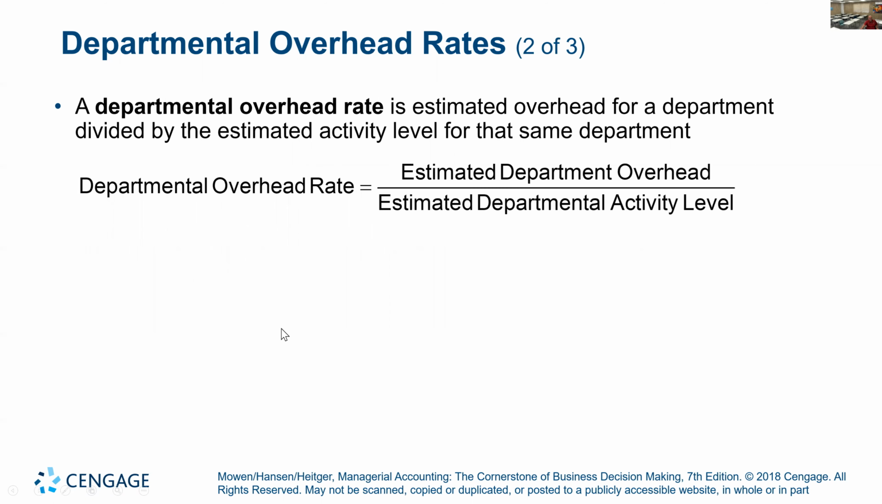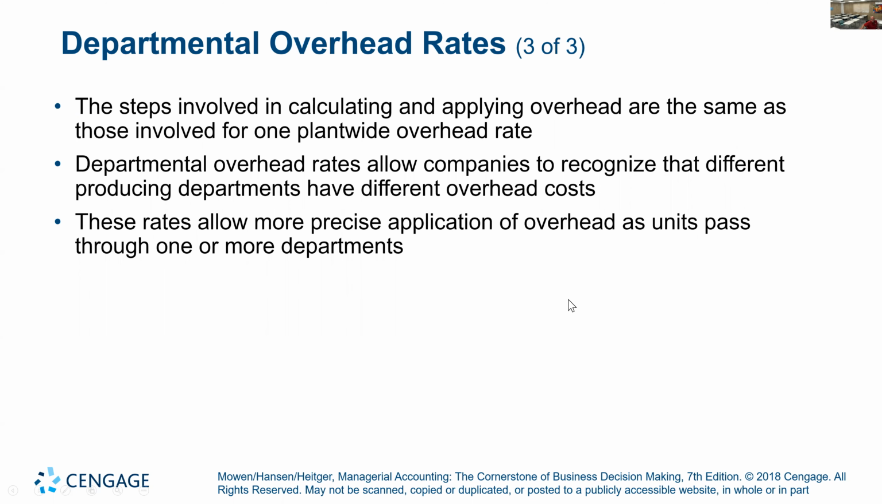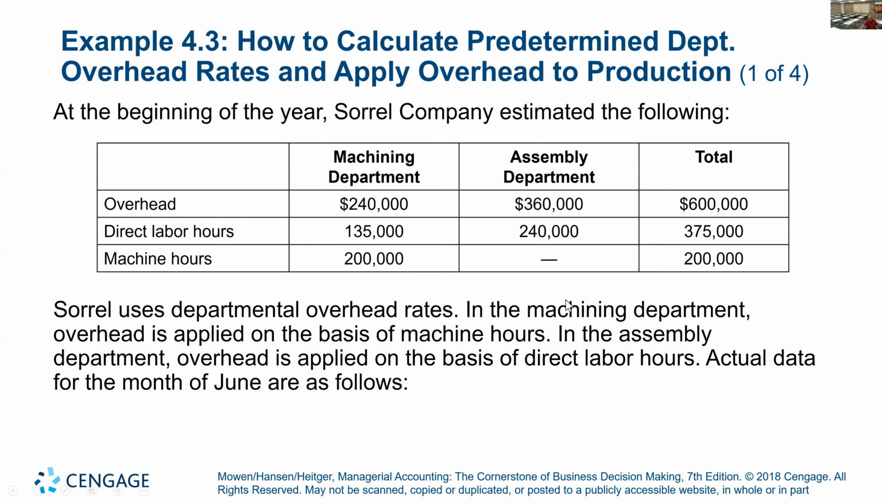It's the same process. To find the department overhead rate, you take the estimated department overhead, still that estimated total, divided by the estimated activity level or the estimated base. This is going to allow us to be a little bit more accurate with our costing.